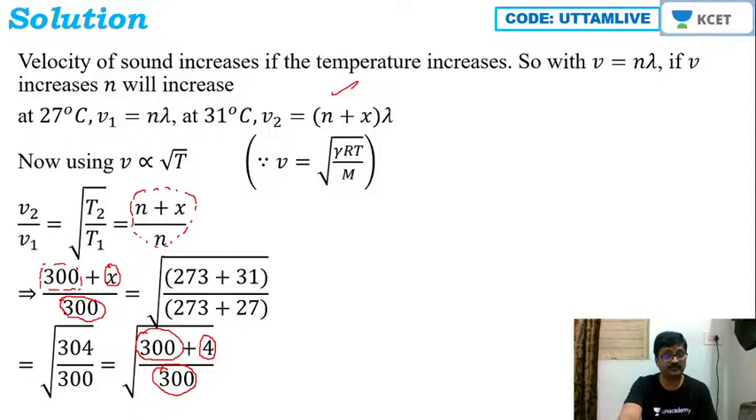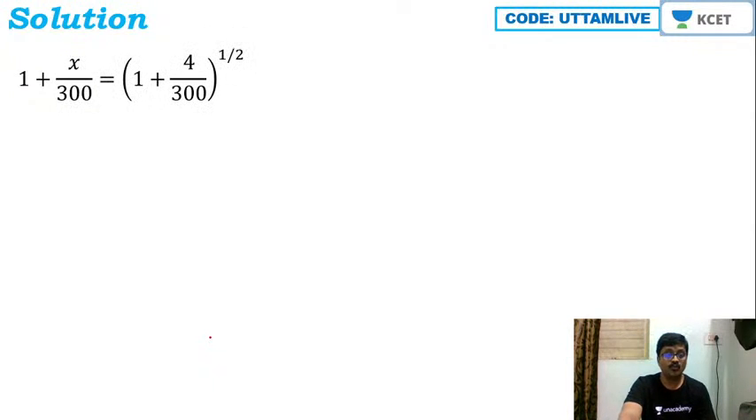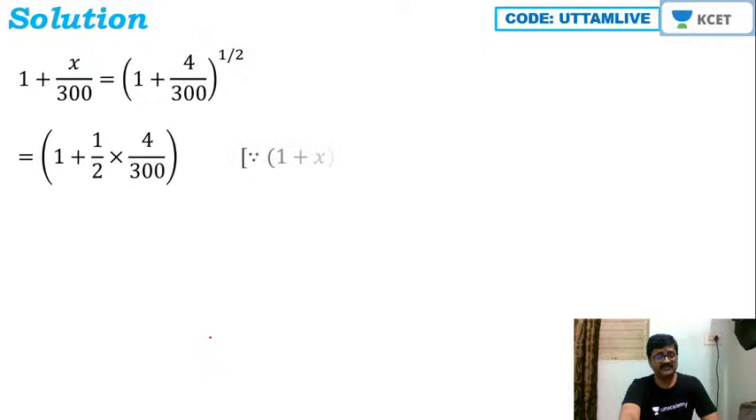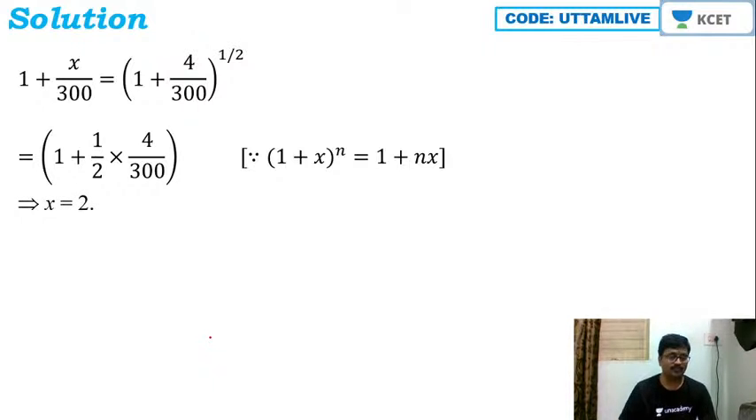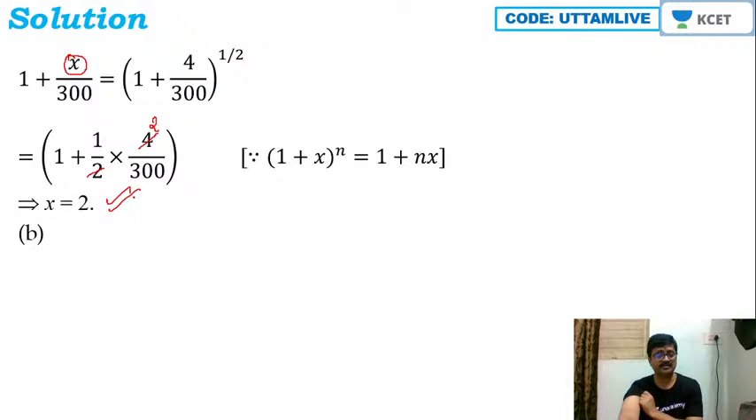So thus I can comfortably go ahead and make use of this approach. But this is under the root, remember my dear friends. So hence next step I'll write it as 1 plus x by 300 is equal to 1 plus 4 by 300 raised to 1 by 2, because it is under the root. So hence now therefore now applying binomial approximation here, so you can write this as 1 plus 1 by 2 into 4 by 300. So thus it becomes equal to what? 2. Now compare left hand side and right hand side now. So we can see that x is equal to what? 2. So that is what we have obtained here. So beat frequency is equal to 2 here. So therefore I'll go with option B here.